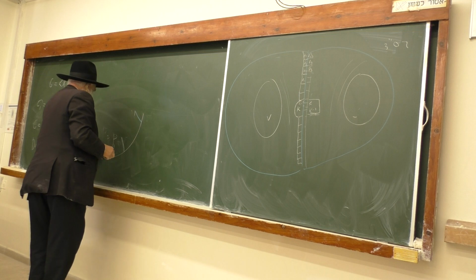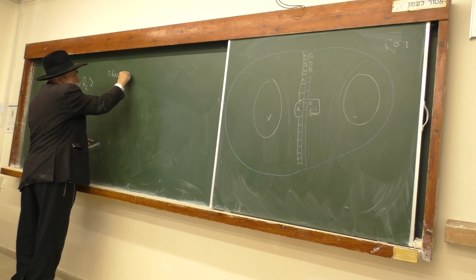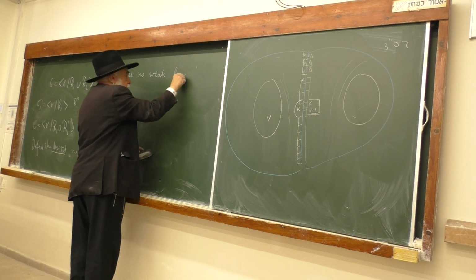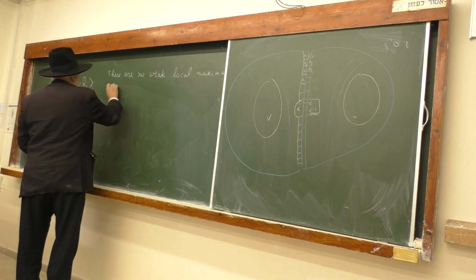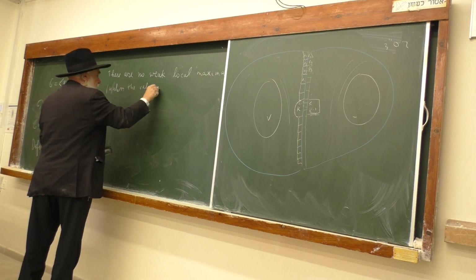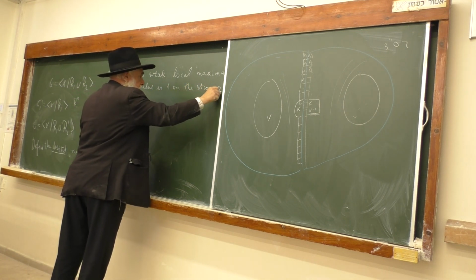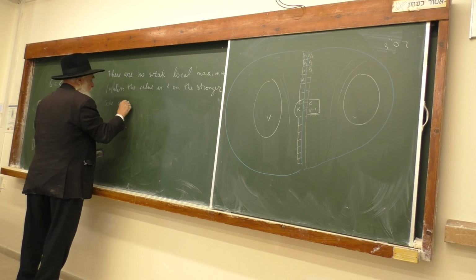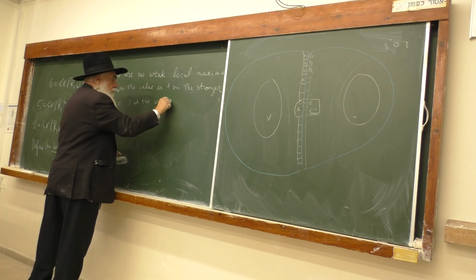You mean that there are no two with the maximum number? So there are no weak local maxima unless the value is 1 on the stronger side or 0 on the weaker side.